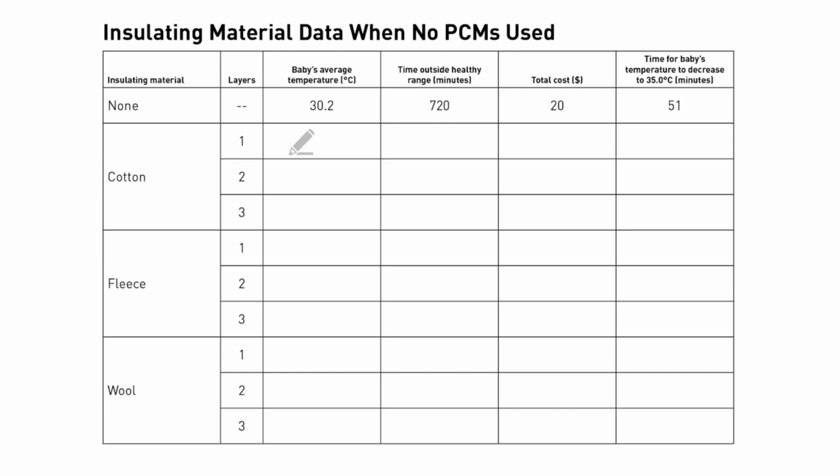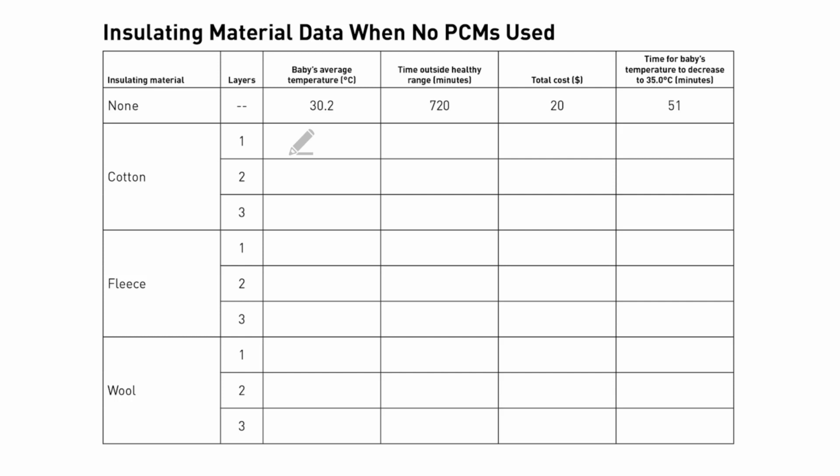How do different insulating materials affect the baby's average temperature? Well, wool takes the longest for the baby's temperature to drop, so the average temperature is higher. Fleece is better than cotton. Wool is the best because it slows down the rate of thermal energy transfer from the baby to the surroundings.